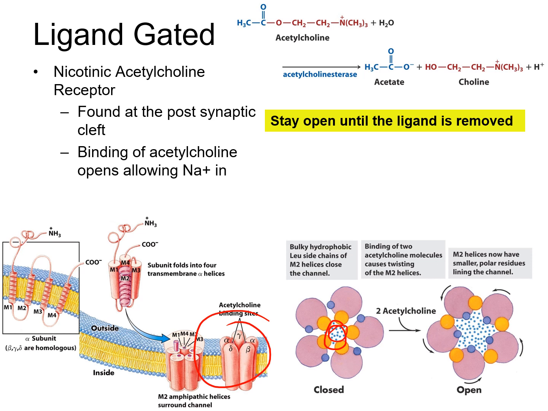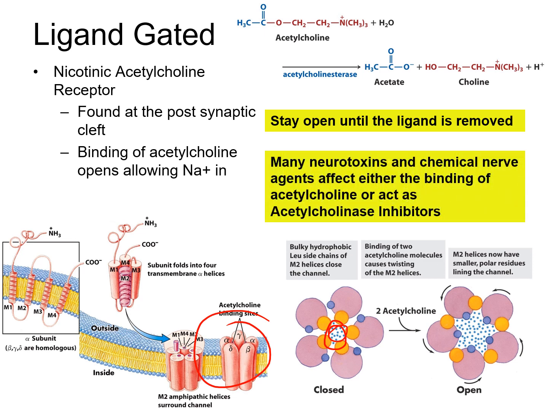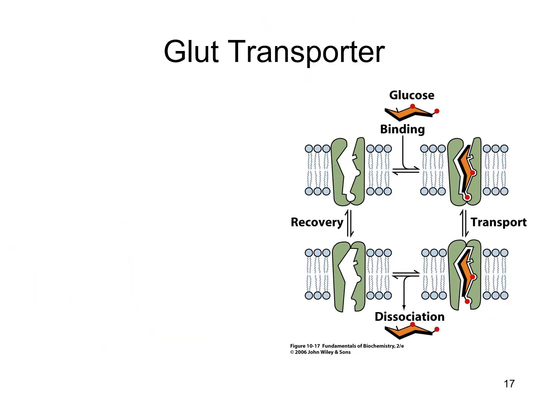Now, there are many neurotoxins and chemical agents that affect either the binding of acetylcholine or act as an acetylcholinesterase inhibitor. So basically that acetylcholine gets bound, opens that channel. Then acetylcholinesterase comes along and cuts it and breaks it into acetate and choline. Well, if that never happens, then that channel remains open. So some neurotoxins are going to inhibit this and block it from ever closing up again.